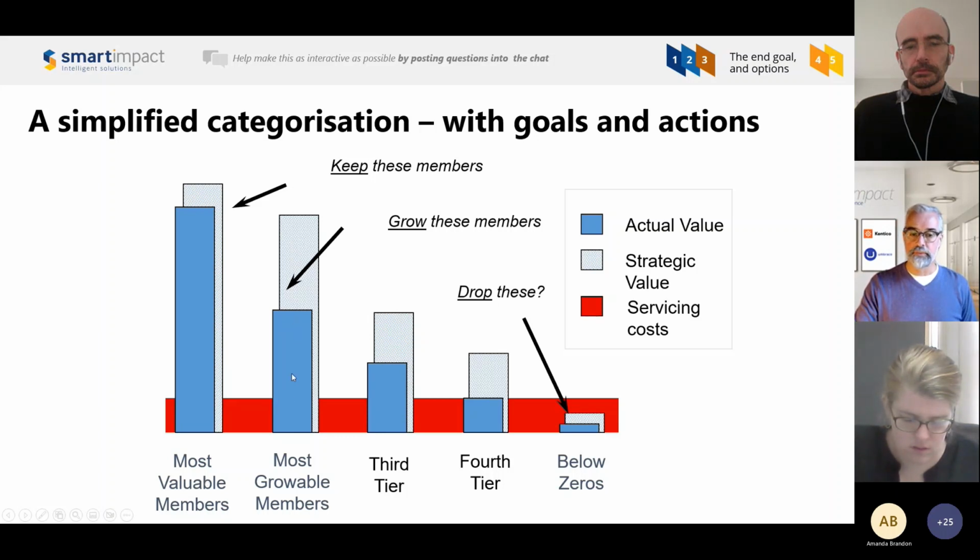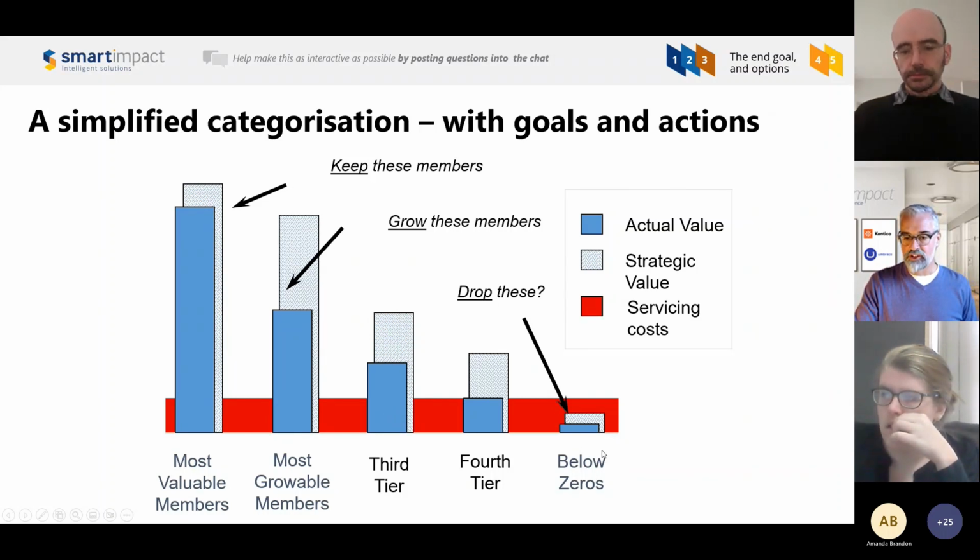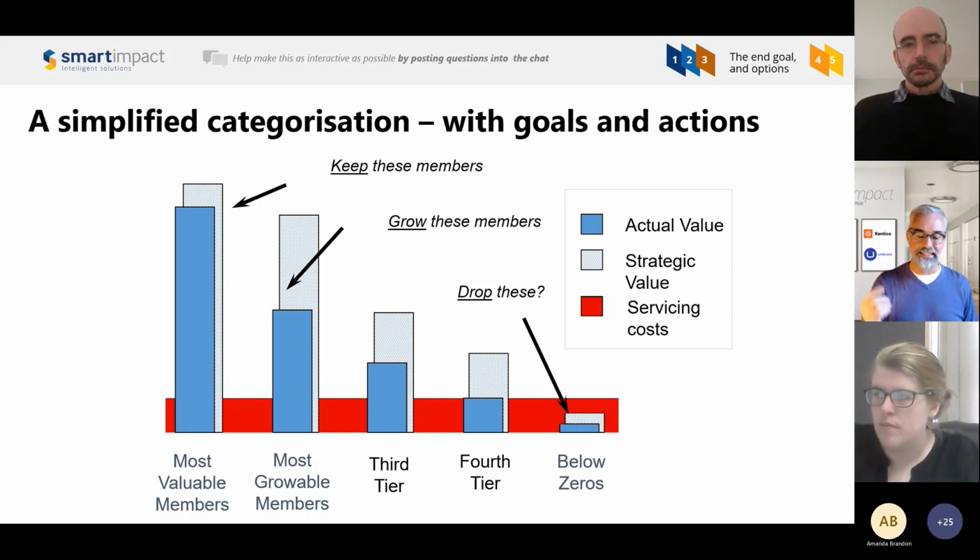And then you've got those that spend quite a lot, but there's a lot of growth potential as well. These would be the most growable members. And then you get through to tier 3, tier 4, as many tiers as you want. But then you've got these below zeros, which essentially are not spending much at all. And if they spent everything they possibly could through your analysis, that tells you that they're still going to spend less than it costs you to service them.